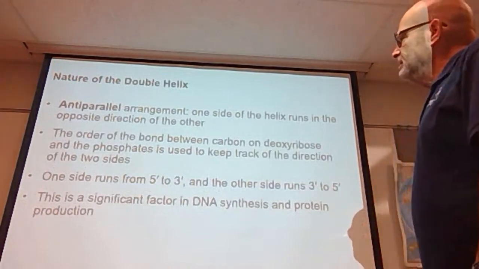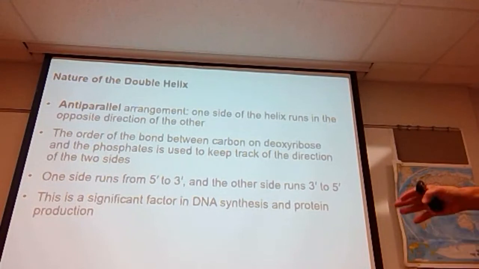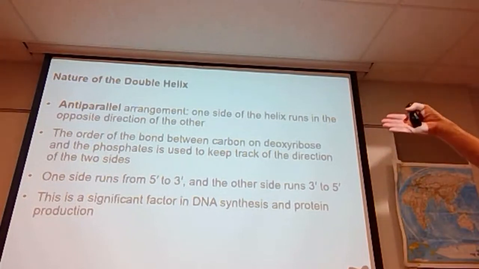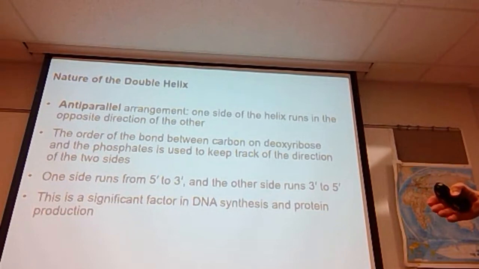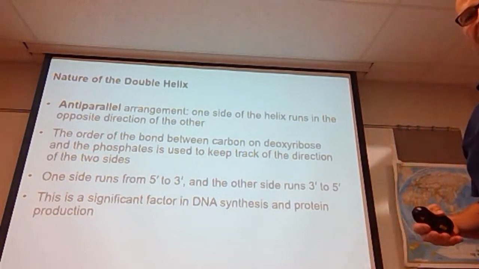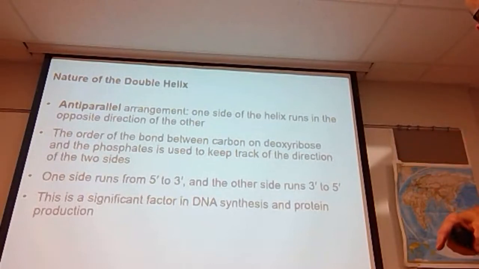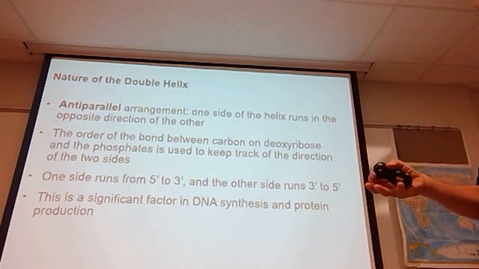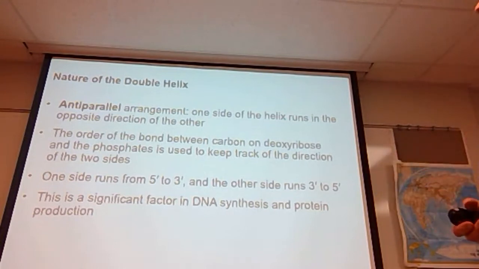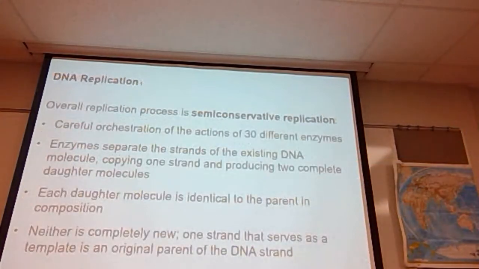They have what is called an antiparallel arrangement, where one side runs in one direction, the other side runs in the opposite direction. So again, one side runs from 5' to 3', the other side runs from 3' to 5'. This plays a significant role in the way DNA is produced. If they both ran the same direction, there would be a lot of congestion in the area where the DNA was trying to replicate. But since they run in opposite directions, that frees up movement and allows for a much more efficient way of doing things.